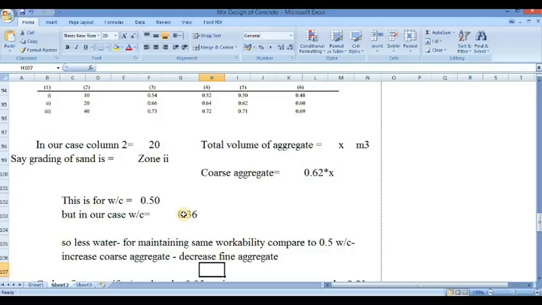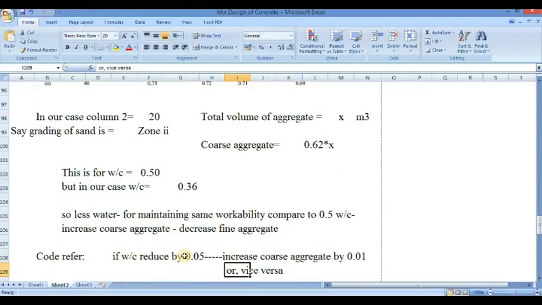So for a reduced water by cement ratio, you have to increase the coarse aggregate. How much do you have to increase? That again comes from experiment and codal suggestion. What does our code say? The code says that if you reduce your water cement ratio by 0.05, you have to increase the coarse aggregate. And why this is increased, just think from the surface area point of view.